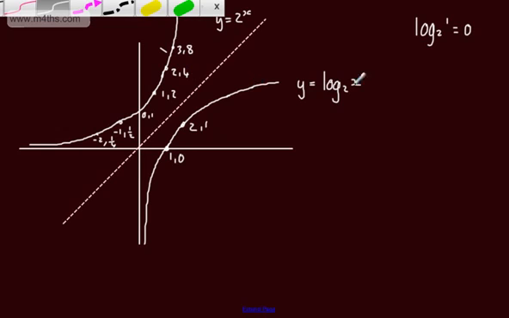If we look now at the next one, and we will take this point right here, so let's go ahead and put in 4. If x is equal now to 4, we're going to have the point 4, 2. All we're saying is, what power is 2 raised by to get 4?